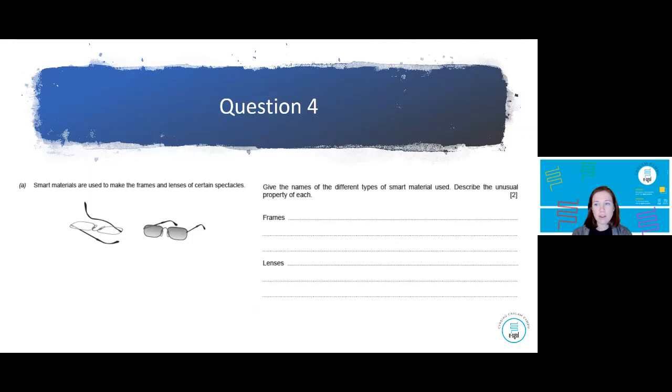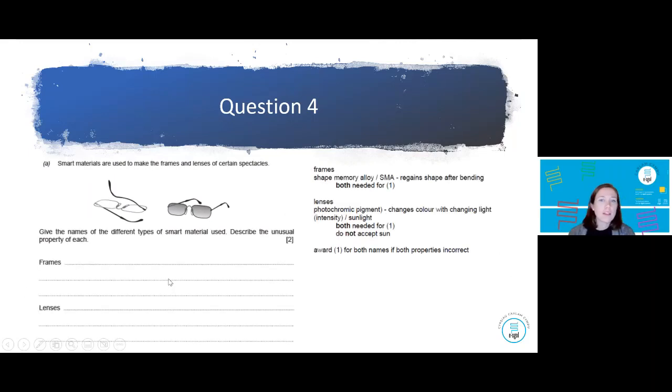Okay, so a little bit longer. Okay, so let's have a look. So this is for 2 marks. Give the names of different types of smart material used and describe the unusual property of each.